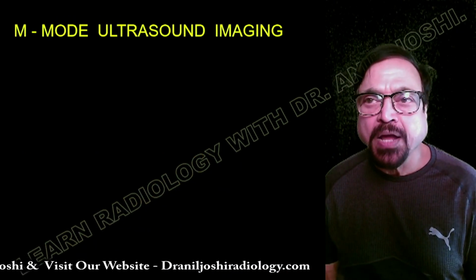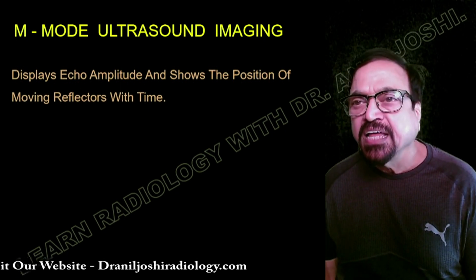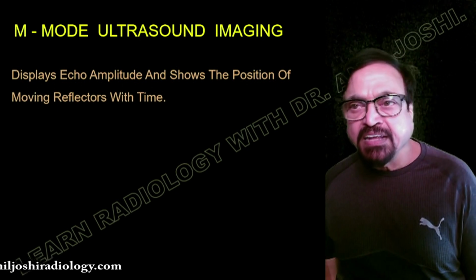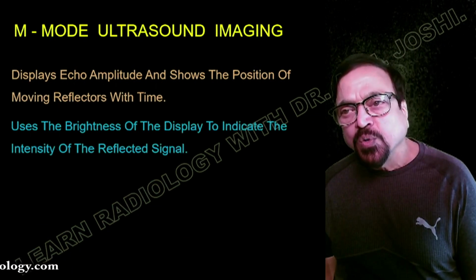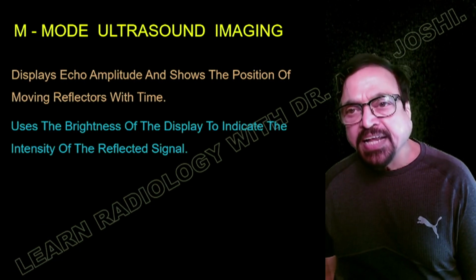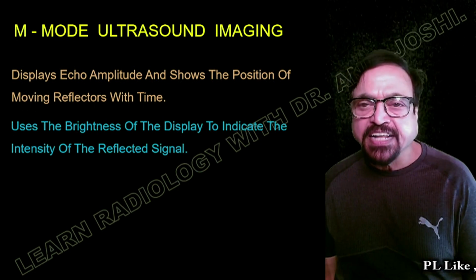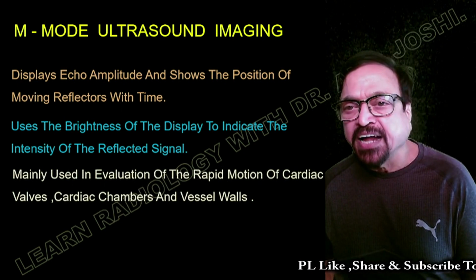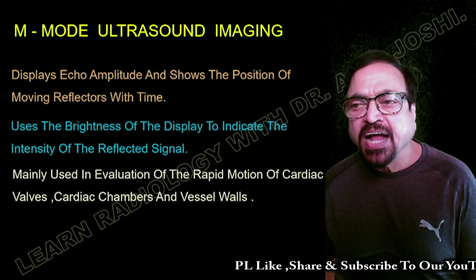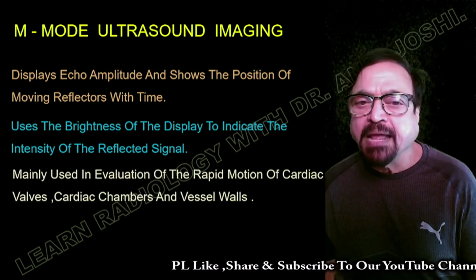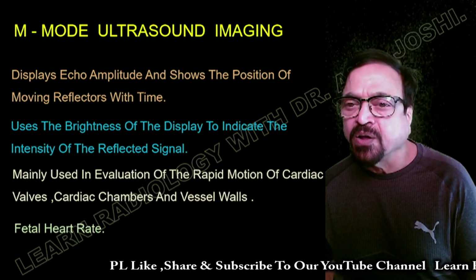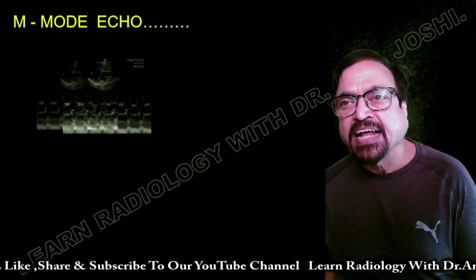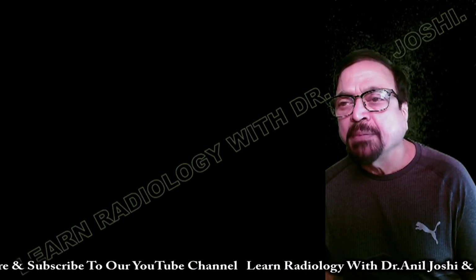Now coming to M mode, it displays echo amplitude and shows the position of moving reflectors with time. It uses the brightness of the display to indicate the intensity of the reflecting signals. It is mainly used in evaluation of the rapid motion of the cardiac valves, cardiac chambers and vessel walls. So its main applications are all in cardiology. As radiologists, we use it for the fetal heart rate and for fetal cardiac assessment. Now come the details of M mode graphically.